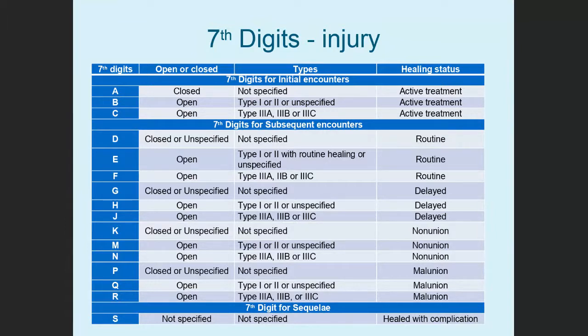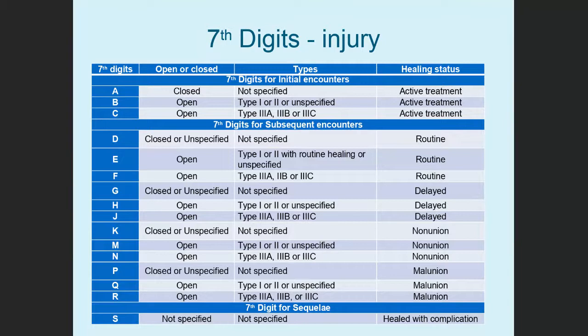The patient also may have been transferred from one provider to another, so the physician is seeing this patient for the first time. The difference between A, B, and C is whether the fracture is open, closed, or a specific type of fracture. Digits D through R are for subsequent encounters. The active treatment is completed and the patient is being monitored during the healing or recovering process. The difference between these digits is whether the fracture is open or closed, the type of fracture, just like the digits for the initial encounter.